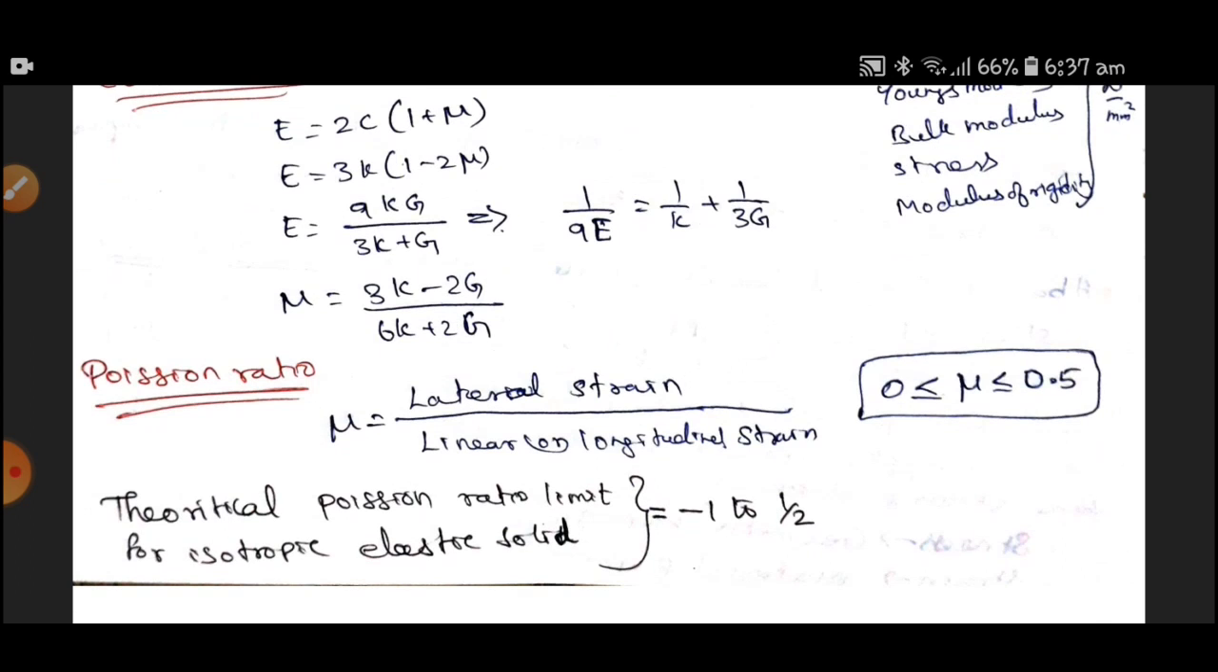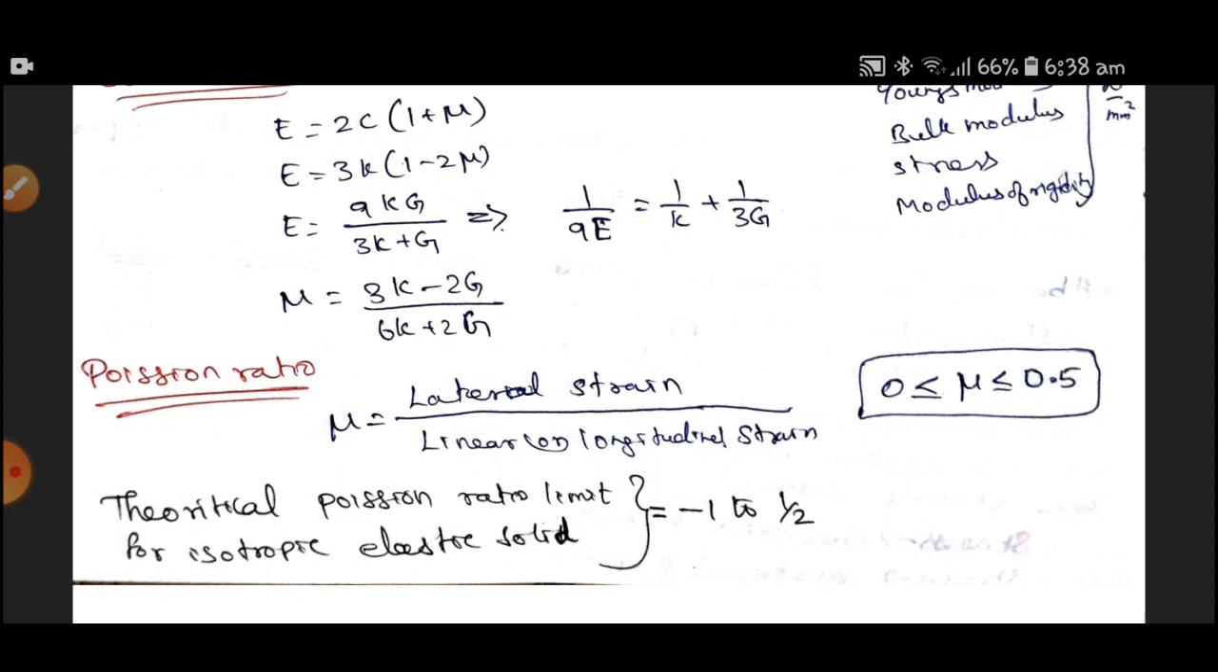Next, a very important factor, Poisson ratio. Poisson ratio mu is equal to lateral strain divided by linear strain, or longitudinal strain. We can say as a mnemonic code "lolly". We have a very famous humming like la li la la la la. From that humming you can get the Poisson ratio is the "lolly", that is, lateral strain divided by linear strain.